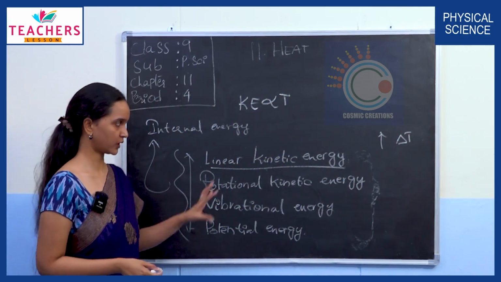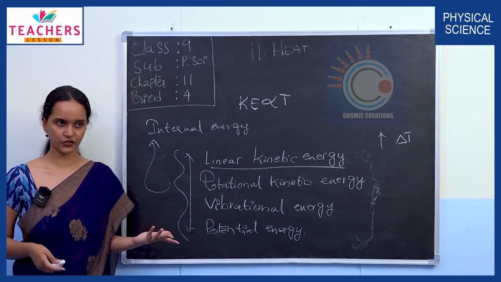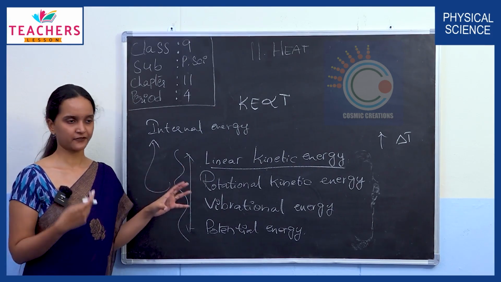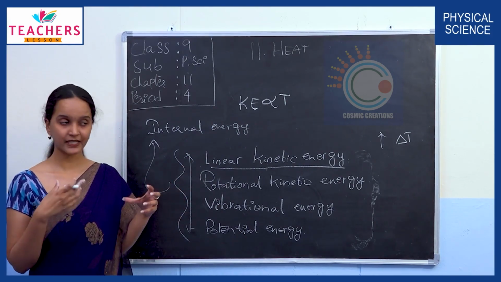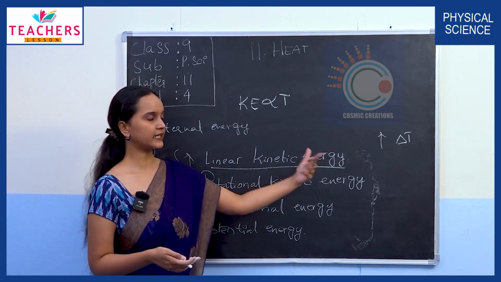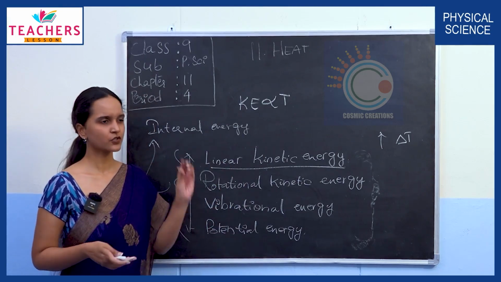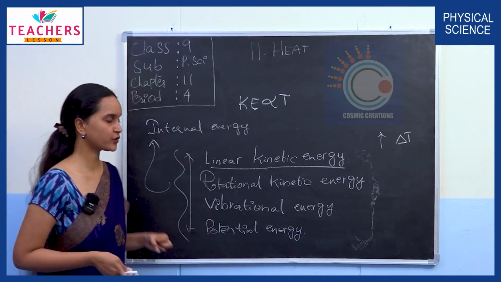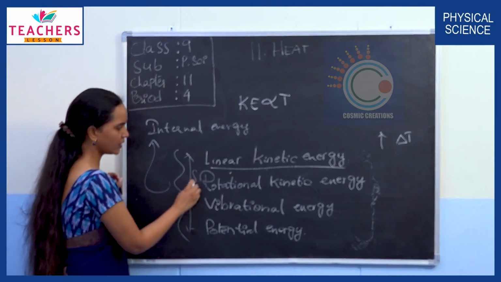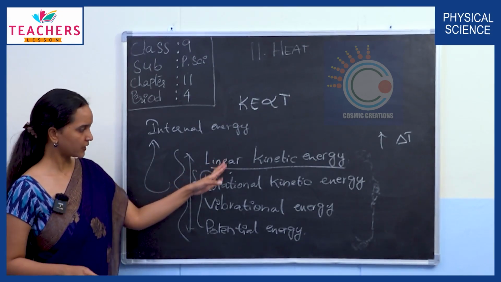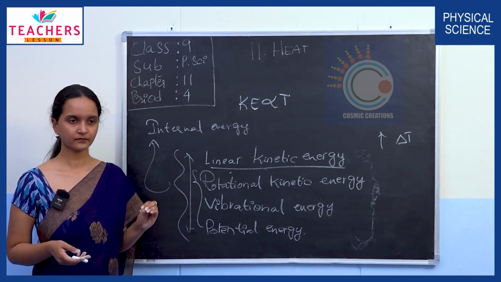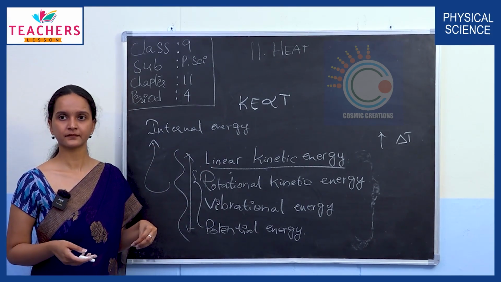Right? What did I say? When we supply heat energy, that would be shared among the particles in various forms. If the maximum energy supplied to a body is utilized to increase the linear kinetic energy, this will result in an increase of the temperature. So if a lesser amount of energy is utilized to increase linear kinetic energy, and most of the energy is utilized in the other forms, then the temperature rise would be minimum. Will you please give me some example of linear kinetic energy?